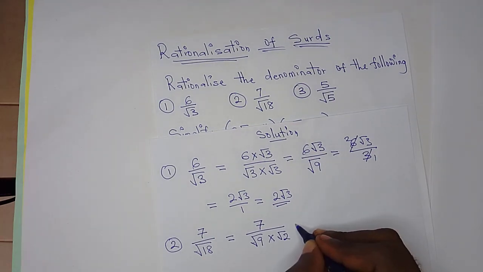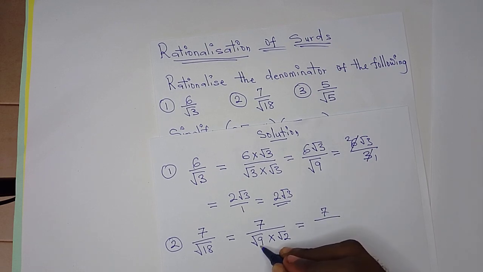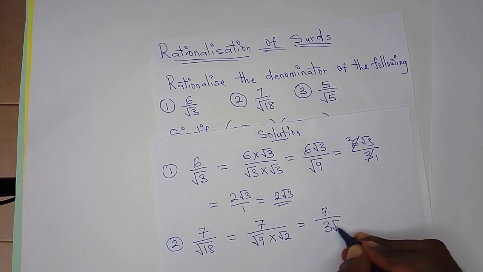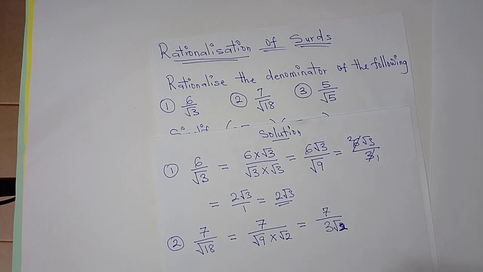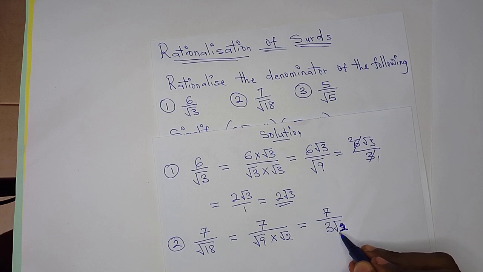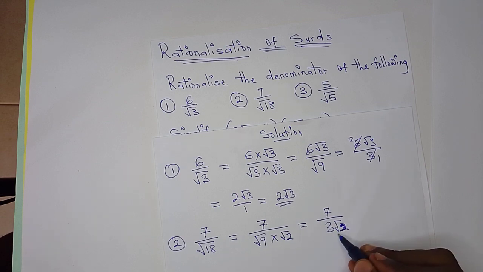So that will become 7 all over, square root of 9 is what? 3. So that will be 3 times root 2, which is equal to 3 root 2. Now, is this our final answer? No, because the denominator still contains an irrational number, which is root 2. So we need to remove this root 2, because we need the denominator to be a whole number. We don't need a square root at the denominator.